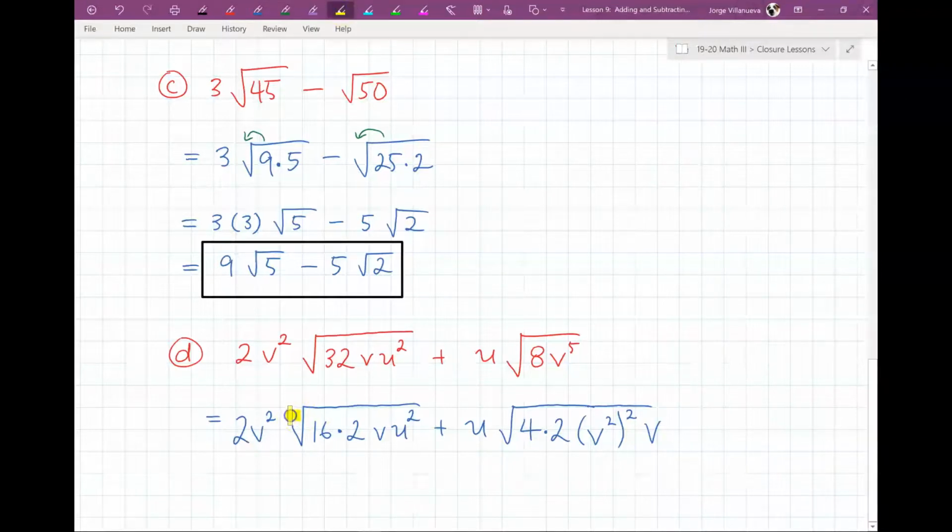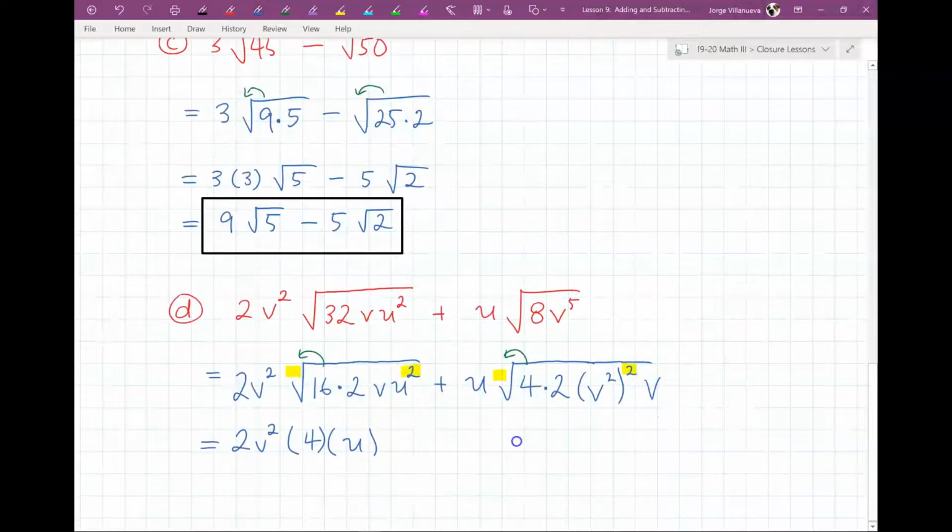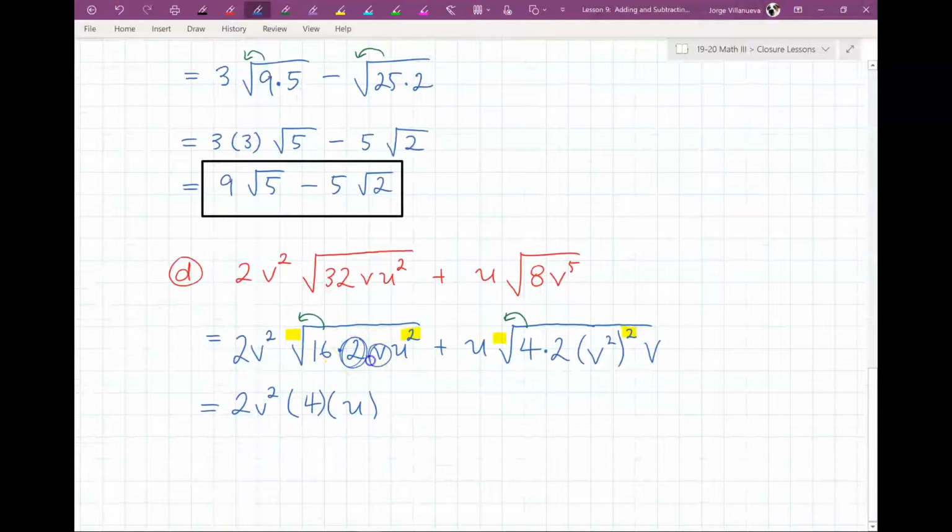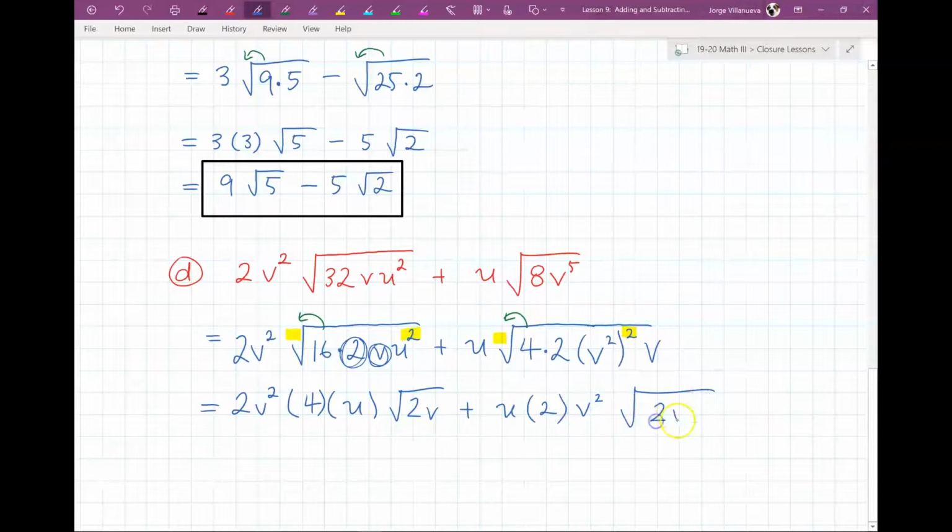Now notice how the index of 2 matches this power. Now 16 we know is going to come out. And then this index matches this power, so the v squared will come out, and we also know that the 4 will come out. So the 16 is coming out no matter what, so is the 4, but we have matching index and power, so those are going to come out too. So let's write that out. This is 2v squared times, well, the 16 comes out, that's a 4, times, well, the u squared, the u will leave. So there you go. So all that's left in there is this 2 and this v. So square root of 2v plus, I'm going to put a u here, times a 2, because when the 4 comes out, it becomes a 2. And then a v squared, and then square root of 2v.